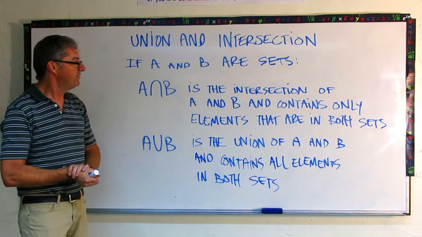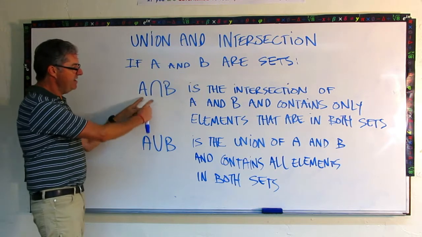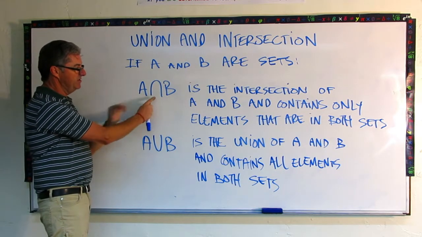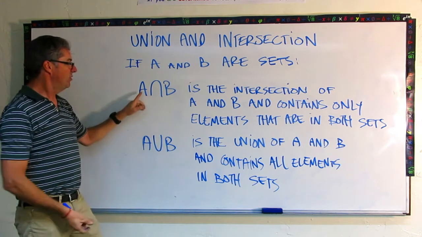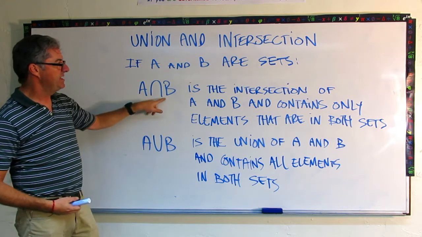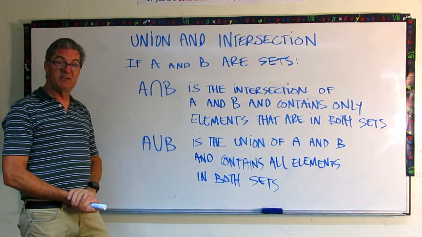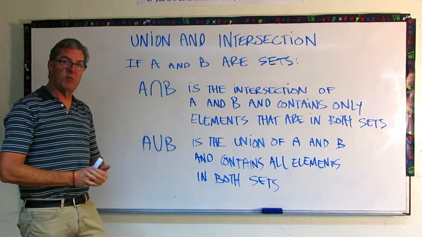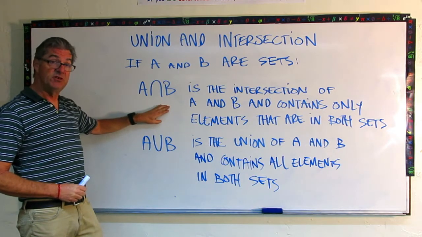First off, here's a little bit of notation. If A and B are sets, A intersects B is written this way. This little symbol, the upside down U, means intersection. So the intersection of A and B contains only elements in both sets. We've already looked at this in a couple of problems here and there, so this idea shouldn't be new to you.